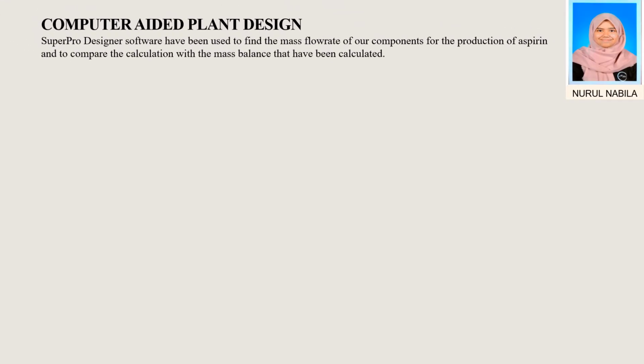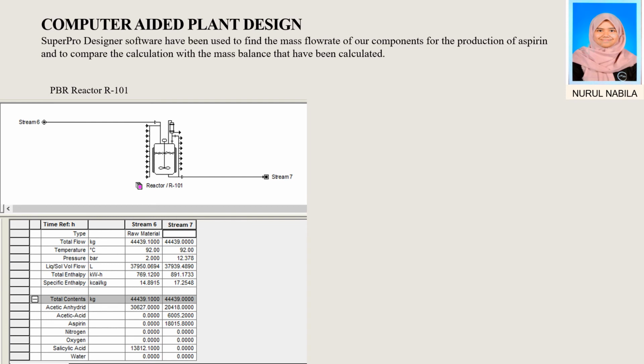For the computer-aided plant design part, in this chapter, SuperPro Designer software has been used to find the mass flow rate of our components for the production of aspirin and to compare the calculation with the mass balance that has been calculated manually. For unit operation PBR reactor, the material balance for the reactor is tested by using SuperPro simulation. The conversion of the reactor is estimated to be 75%. Percentage error for the comparison between manual calculation and SuperPro simulation is 12.5% for acetic anhydride, 35% for aspirin, and 35% for acetic acid.